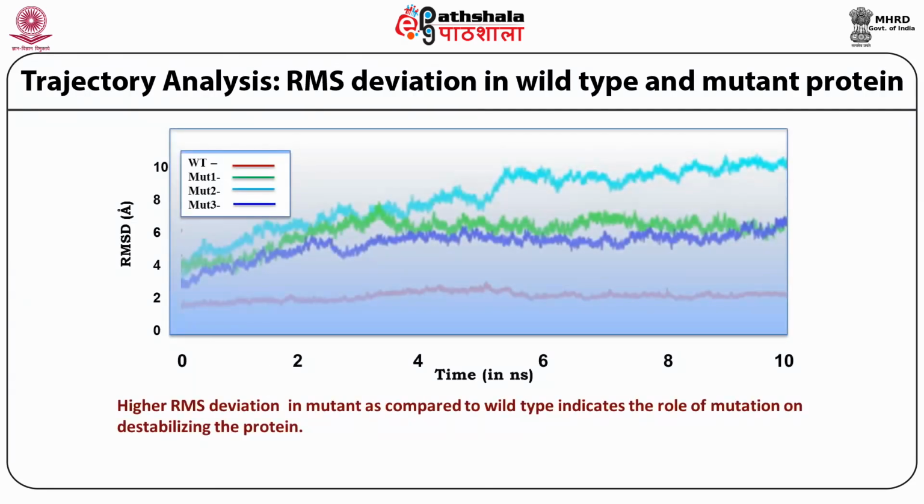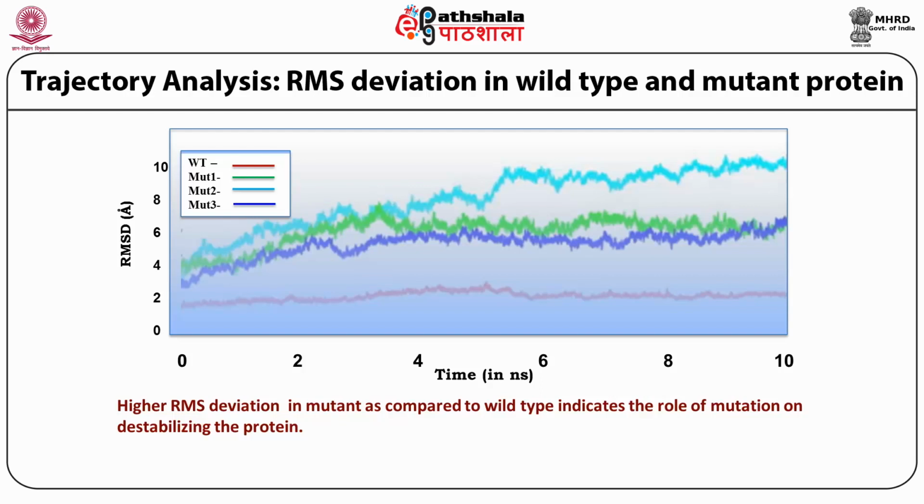Similarly, an RMS deviation plot of wild-type and mutant protein during MD simulations can indicate the stabilizing or destabilizing effect of mutation on protein structure. In this case, we can see that RMS deviation in the mutant protein is higher than the wild-type protein. This indicates the destabilizing effect of mutation on protein structure.